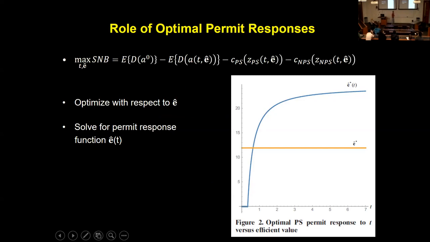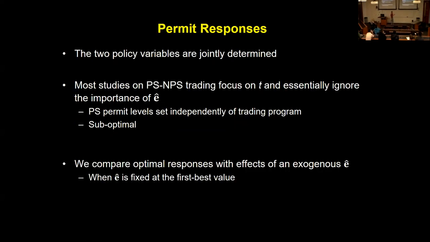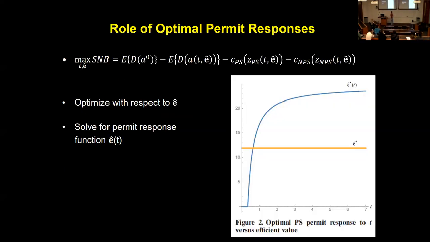I'm going to look a little bit now at how things might change as we look at the optimal, the first best value of this E hat. So the first thing I'm going to do is go back to this management problem, the planner's problem, and just optimize with respect to E hat. When you solve that first order condition, you're going to get a response function for E hat. It's going to be a function of T.